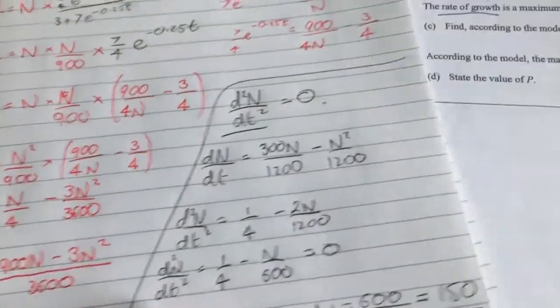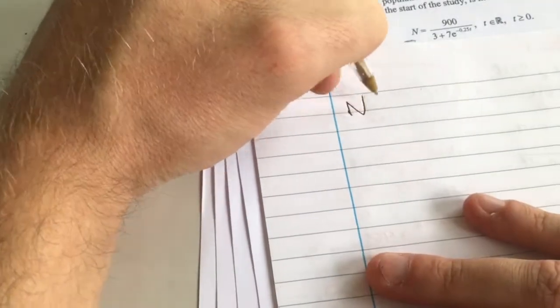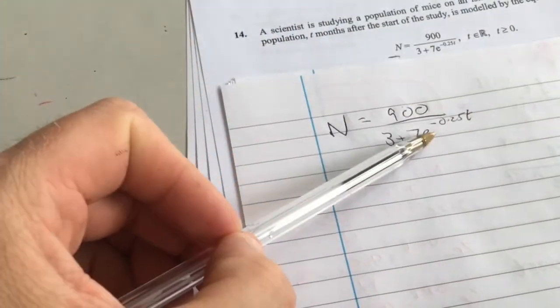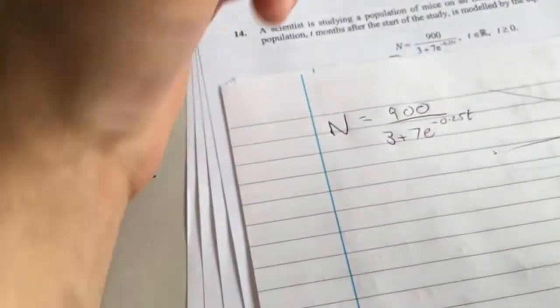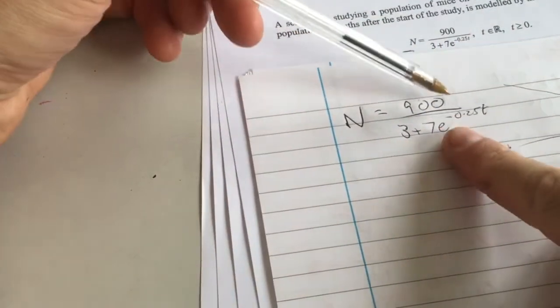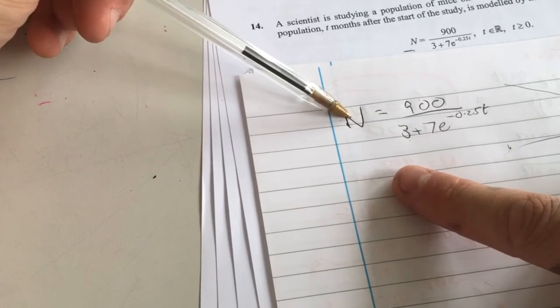Right, last bit. The maximum number of mice on the island is p. Find the value of p. Okay, so looking back at our n equation, there's a few ways we could approach this one. So 900 over 3 plus 7 e to the minus 0.25t. So let's just think about what this graph looks like. It's an exponential graph, a negative exponential. If we're dividing 900 by the denominator, we want to work out what the maximum or minimum of the denominator is to work out what the maximum of the number of mice is.